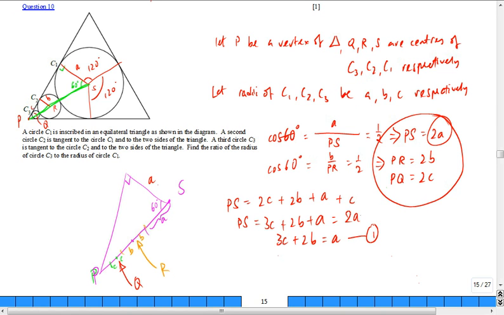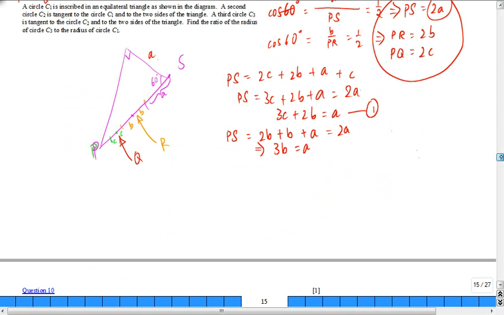Then again, PS is also equal to 2B plus B plus A. This is simplified to become 3B equals A, because this is also equal to 2A. So our second equation is B equals A over 3.